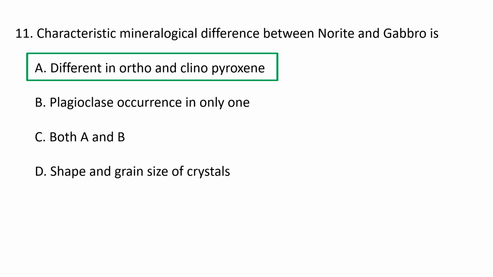Norite and gabbro are both mafic rocks, primarily composed of plagioclase and other minerals. The main difference between the two is the type of pyroxene they contain. Norite contains mostly orthopyroxenes such as high magnesium enstatite or iron bearing hypersthene, whereas gabbro contains mostly clinopyroxenes such as augite. So A is the correct option.